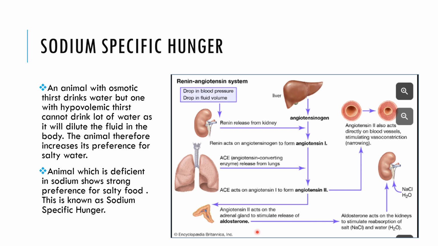Okay. So after aldosterone is released, aldosterone acts on the kidneys and it stimulates the reabsorption of sodium, sodium chloride and water. So salt gets more absorbed from the kidney. So salt is not lost and we are able to retain more salt here. So when a person experiences sodium specific hunger, the person also goes through this phenomenon.